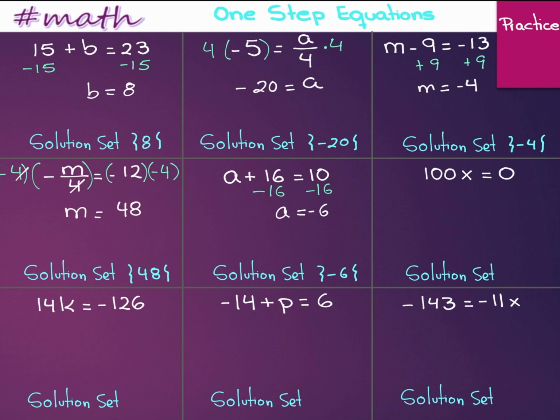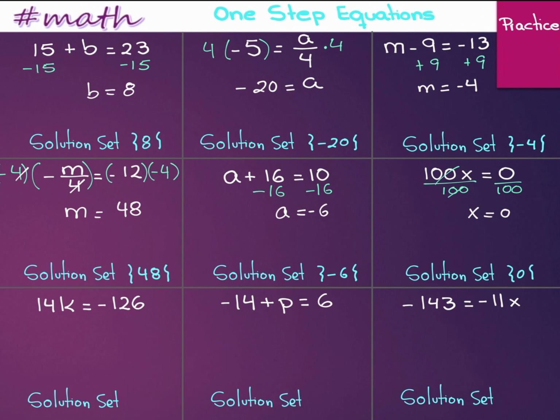Next example, quite easy. We need to divide both sides by 100. The 100 cancels out, and we get x equals 0. That's it. Solution set is the set containing 0.